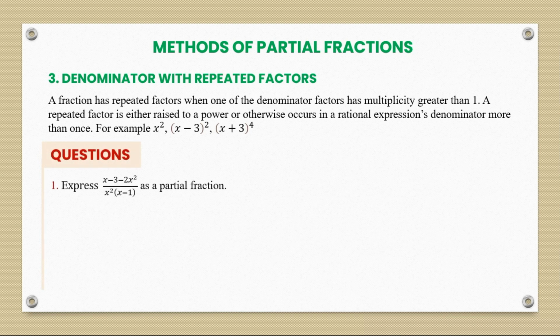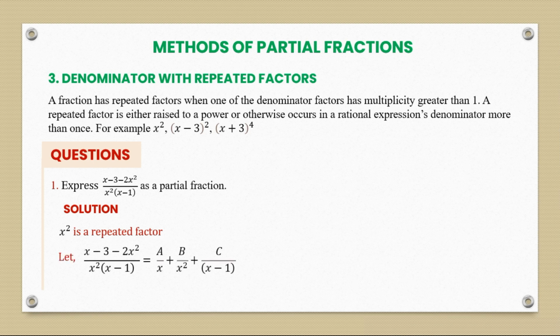We are told to express (x minus 3 minus 2x squared) over x squared times (x minus 1) as a partial fraction. Clearly this is a proper fraction, so we don't have to express it as a mixed fraction. When you look at the denominator, we have x squared, which is a repeated factor. And how do we deal with repeated factors?